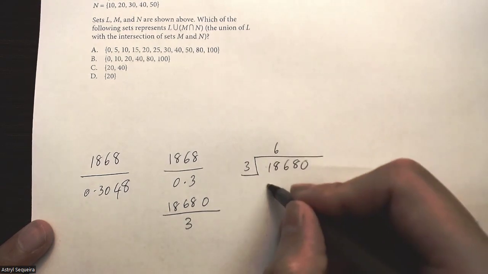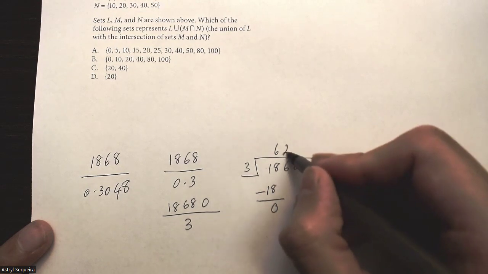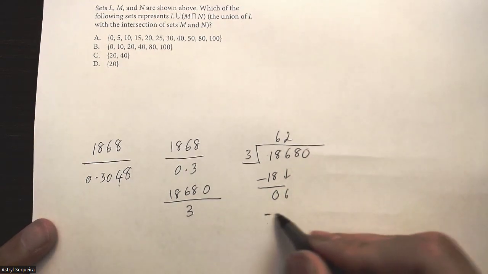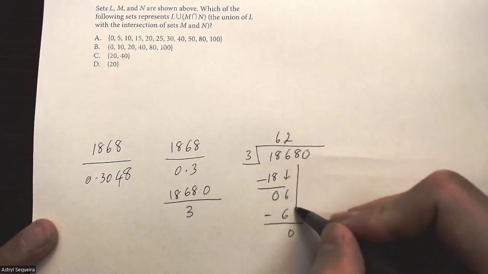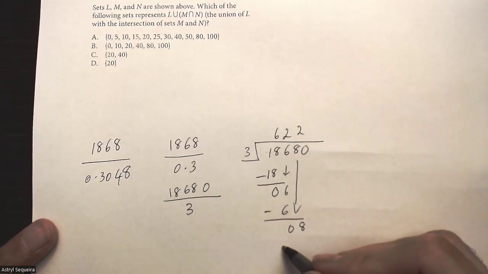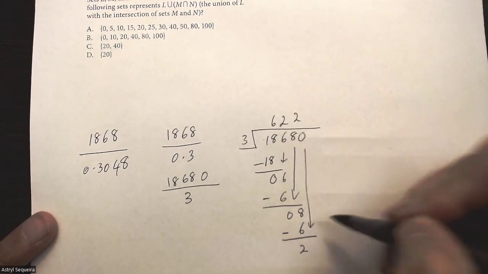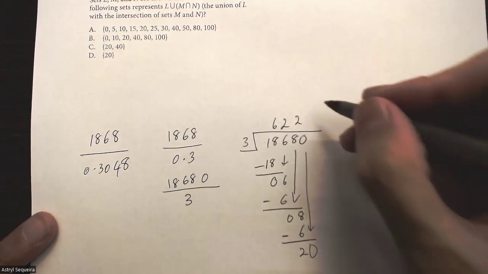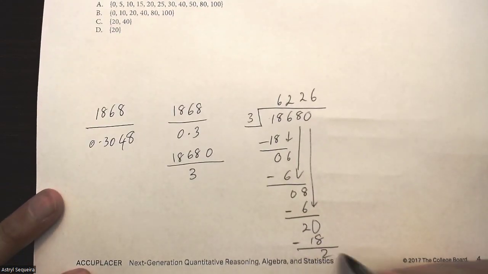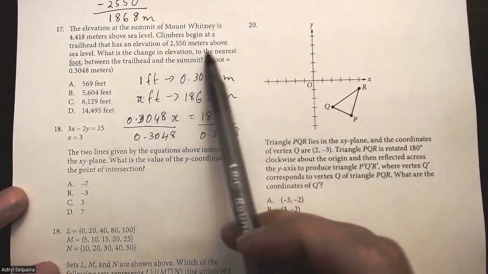So 3 goes 6 times into 18. 3 goes 2 times into 6. 3 goes 2 times into 8. 2 times 3 is 6. So 8 minus 6 is 2. 3 goes 6 times into 20 minus 18. I'm left with a remainder of 2. I don't have to worry about decimals because it says whole number in this question.